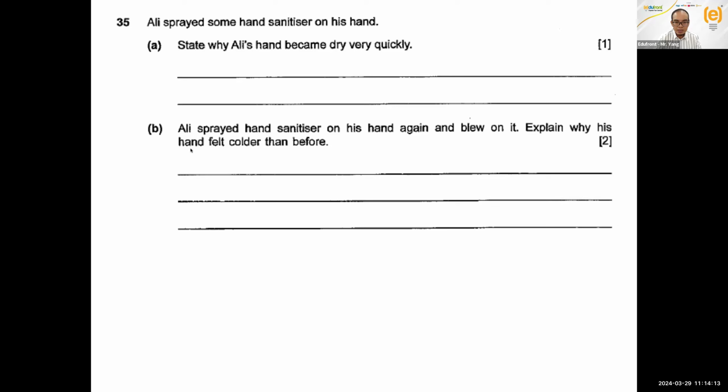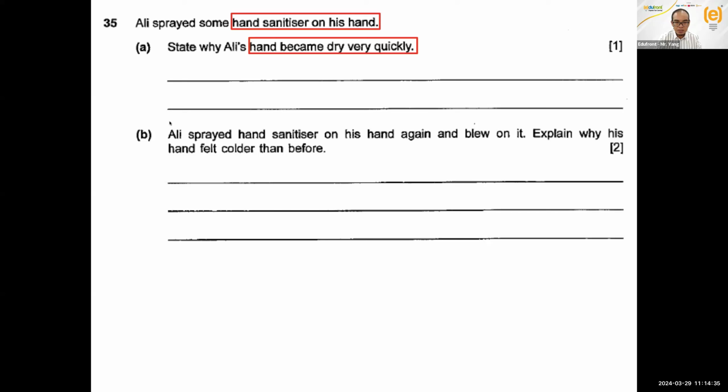Okay, so you can see all of you have used hand sanitizer before, correct or not? Especially during the COVID period. All of us, we bring hand sanitizer to school, to everywhere, right? So that we keep our hands free from the virus. Okay, now let's analyze this question.